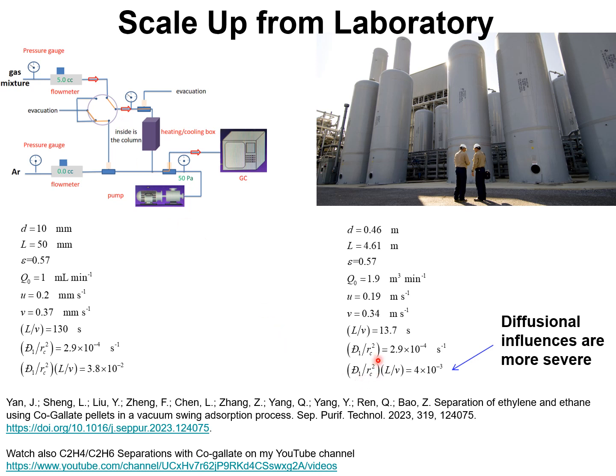The diffusional time constant may be the same because it's the same diameter pellet, and the intracrystalline diffusion coefficient, say, is the same. So it is 2.9 × 10⁻⁴. And therefore, if we multiply the diffusional time constant by the contact time, we get 4 × 10⁻³ as compared to 3.8 × 10⁻². So we should expect diffusional influences to be more severe in the large scale unit as compared to the laboratory scale unit.